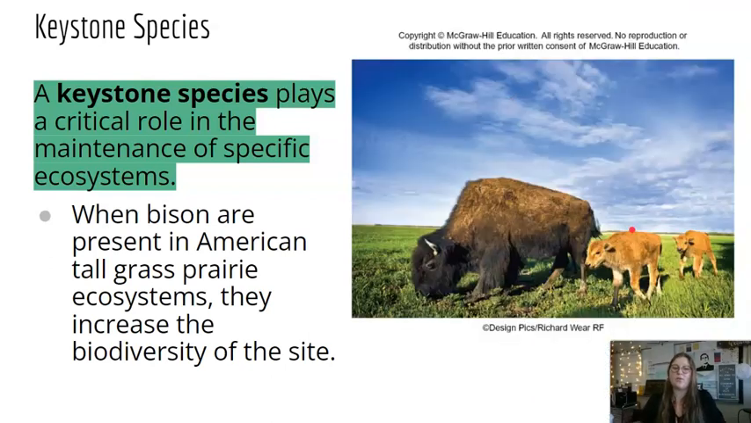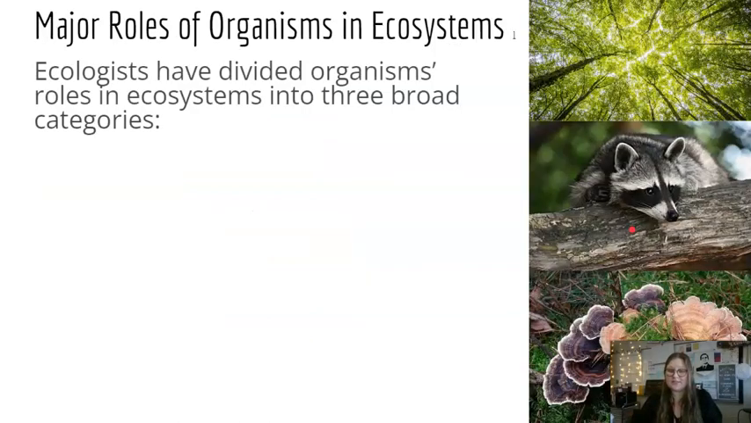For example, when bison are present in American tallgrass prairie ecosystems, they increase the biodiversity of the site. When those bison are not present, biodiversity goes down. The ecosystem is less stable. So it's important for us to understand those keystone species.